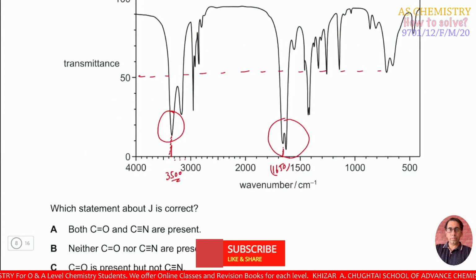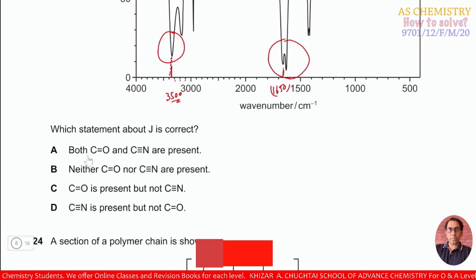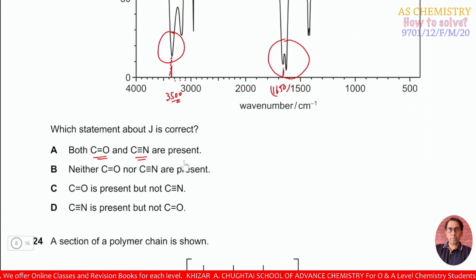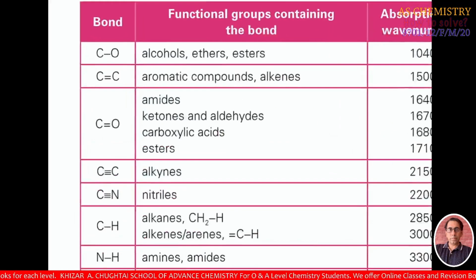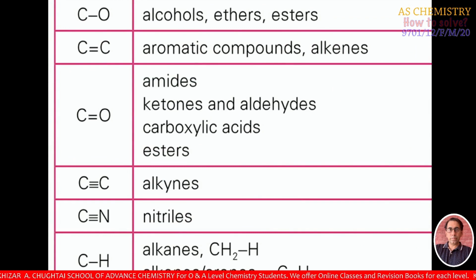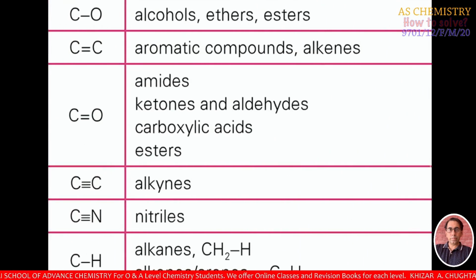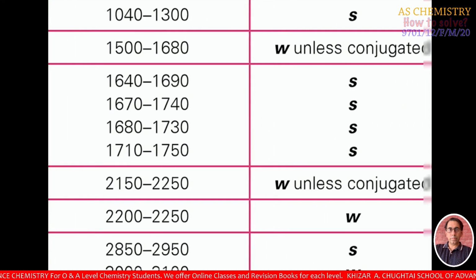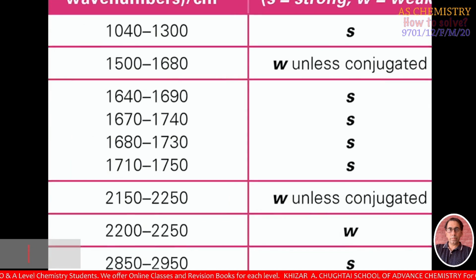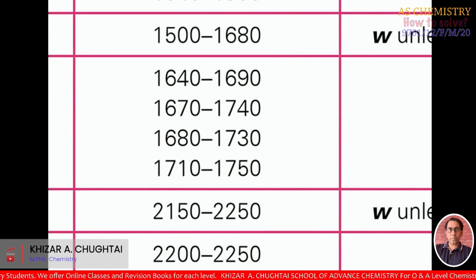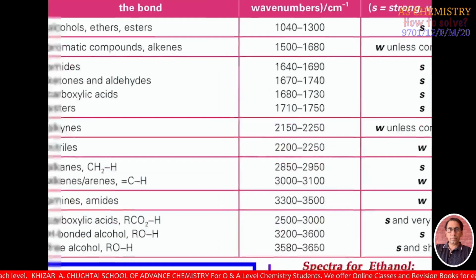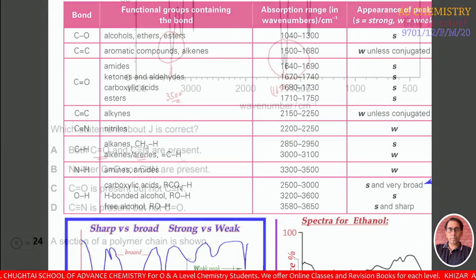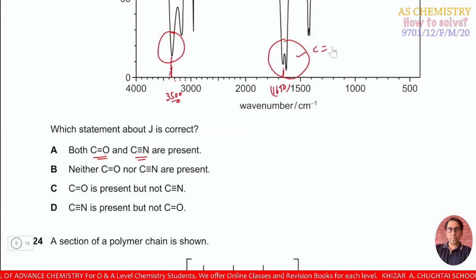So now come toward the options. Which statement about J is correct? Both C double bond O and C triple bond N are present. Just have a look at the data booklet. Here is the data booklet, and C double bond O is over here. That may be the imide, ketone, aldehyde, carboxylic acid, ester. They all have C double bond O. The C double bond O shows strong signals, and the range is 1640 to 1690, 1670 to 1750. So this is the range, and it is confirmed from the picture that yes, it has a C double bond O group.